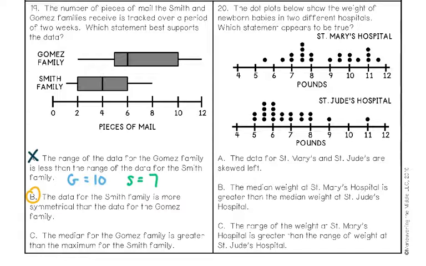Just to make sure we're on the same page, we know it's not C because the median for the Gomez family is 6, and that is not greater than the maximum for the Smith family, because the maximum for the Smith family is 8. 6 is not greater than 8, so we know it can't be C.